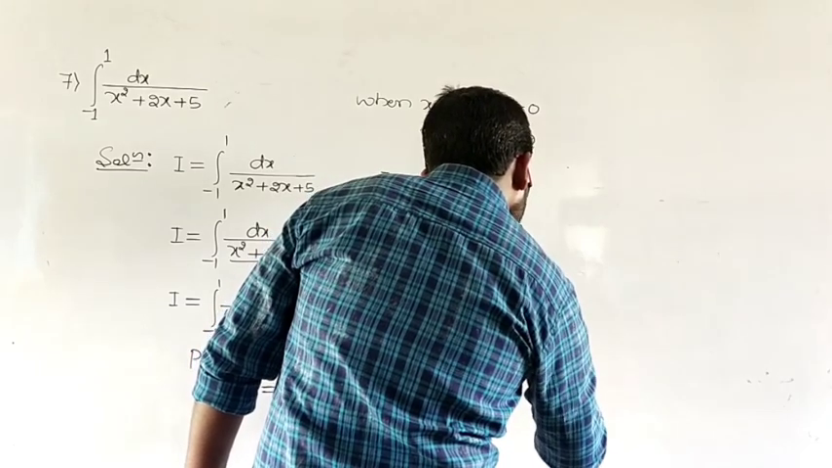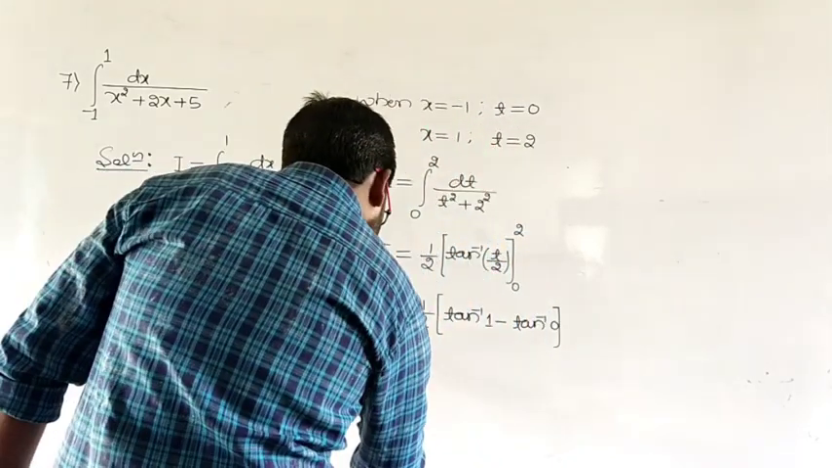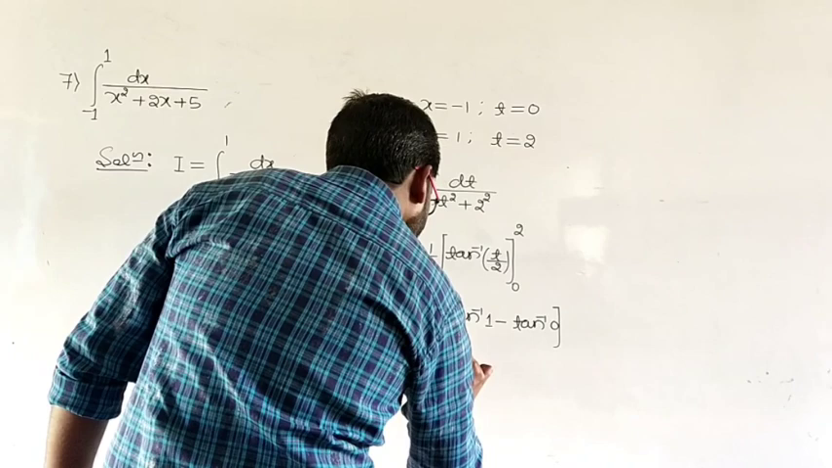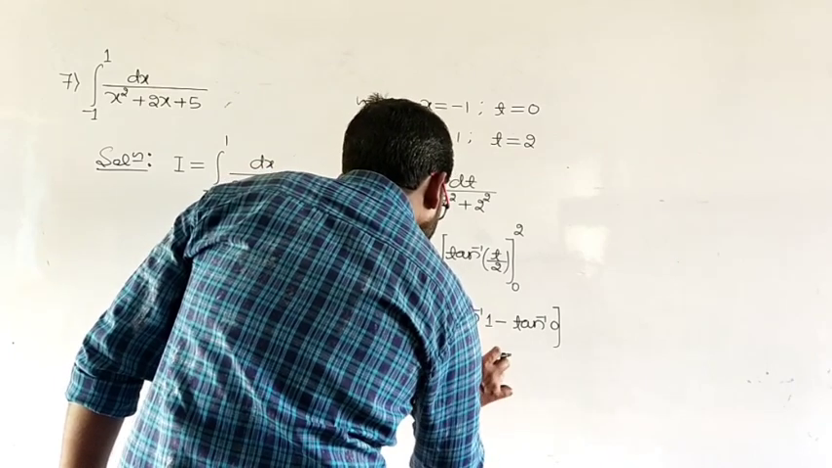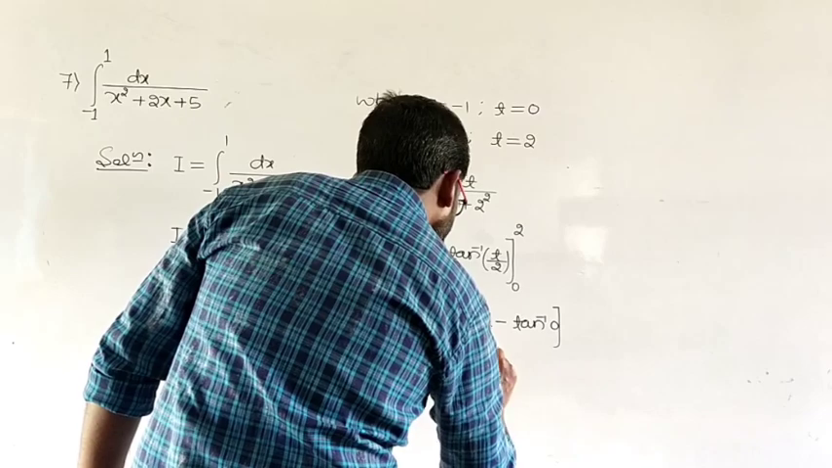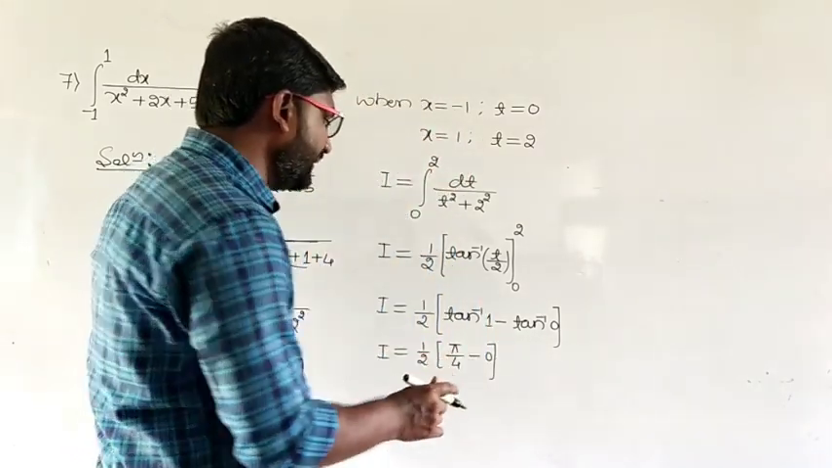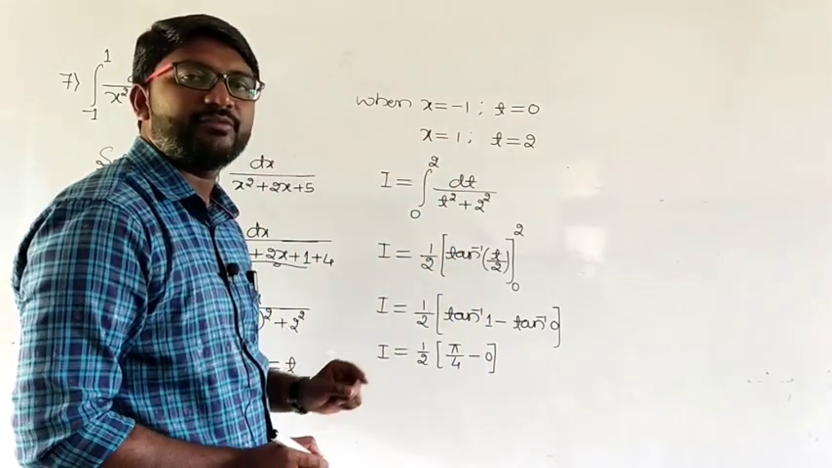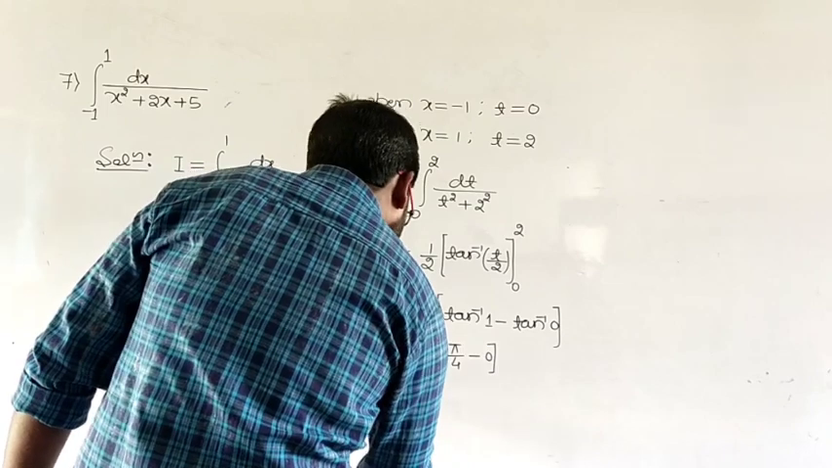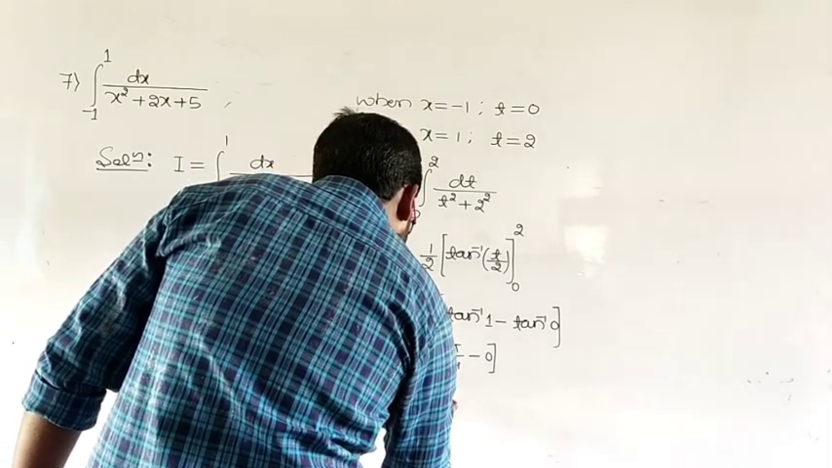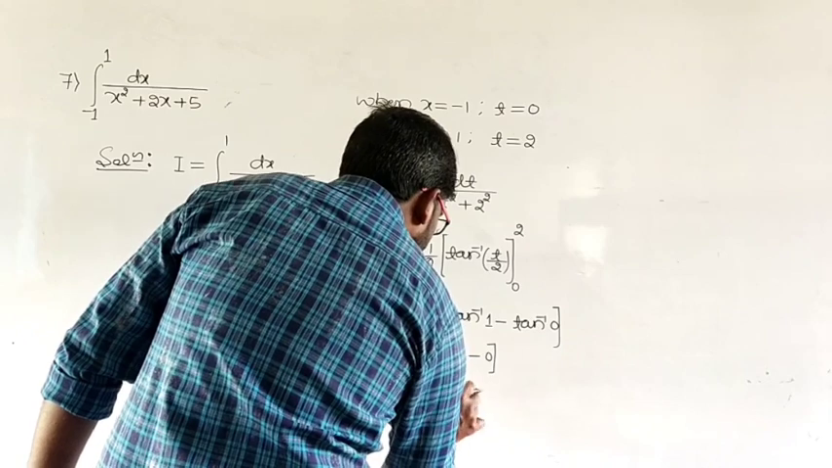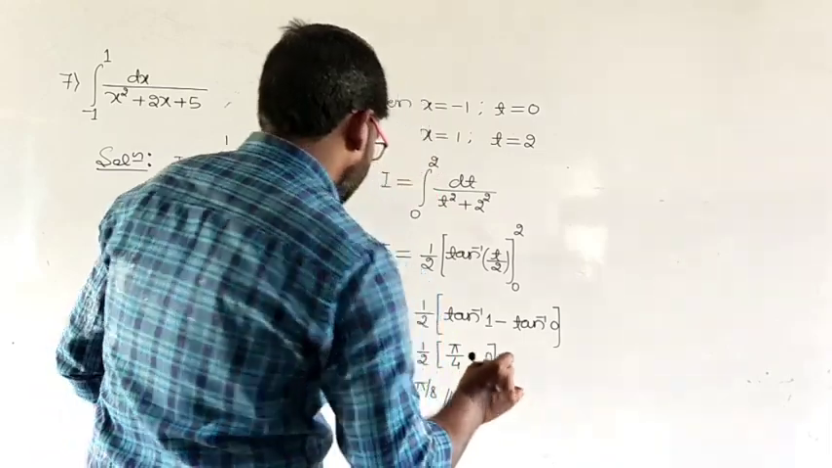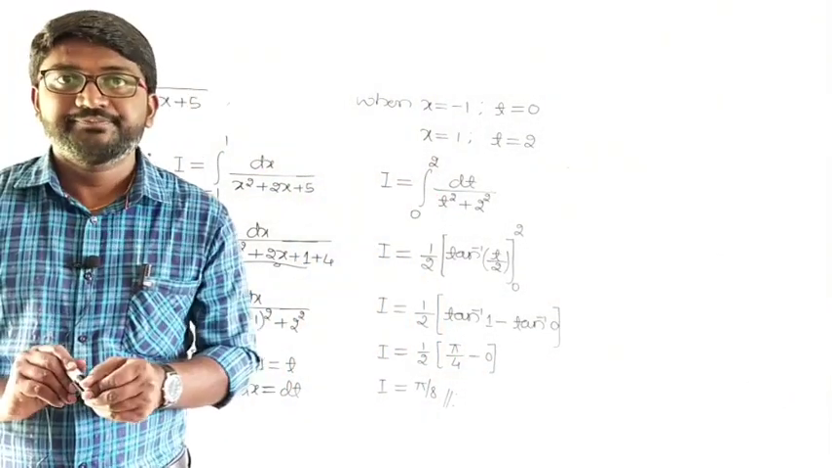Tan inverse 0. Then I is equal to 1 by 2, then inside the bracket tan inverse 1 is pi by 4, minus 0. Pi by 4 minus 0 will be pi by 4. Then here we have 1 by 2. 1 by 2 into pi by 4 will be pi by 8. These two will be multiplied. I is equal to pi divided by 8. So this is the final answer for the 7th problem. So pause the video to note it down.